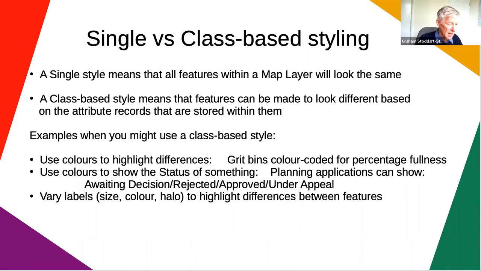So the sorts of times when you might use class-based rather than single: I've taken the example of grit bins. In the asset register, they're color coded for you for percentage of fullness. So, you know, a red grit bin definitely needs attention. A green one is probably full. Planning applications in particular are somewhere where the status changes on a regular basis. So you can change the color of your applications depending upon whether we're awaiting a council decision, whether they've been rejected, approved, or under appeal, or whatever. And you can vary the labels in all sorts of ways to demonstrate differences. And we will actually be doing that for real. Labels are quite a powerful way of highlighting stuff.